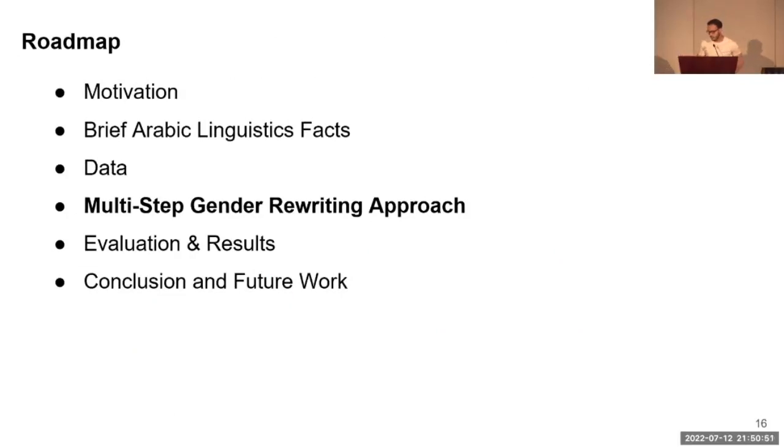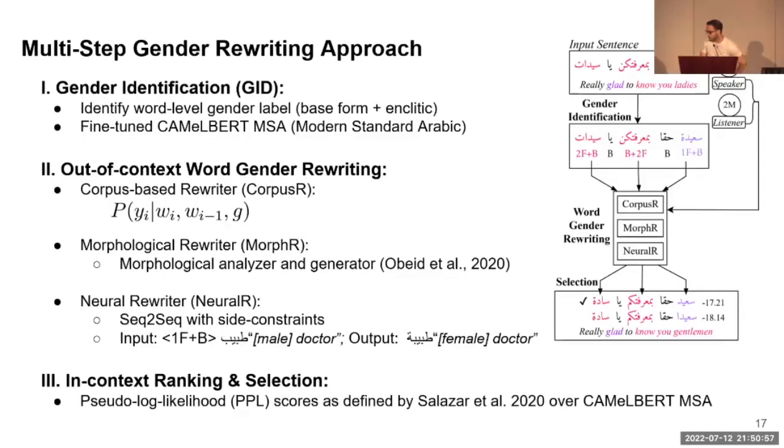And now I'll describe our multi-step gender rewriting approach. So to do this, we developed a multi-step system that has 3 main components. A gender identification component that basically identifies the gender of every word in the input sentence. The second component is out of context word gender rewriting. And the third component is in context ranking and selection.